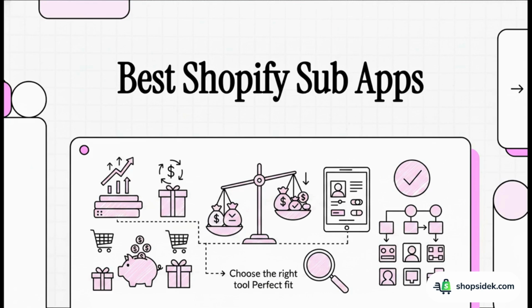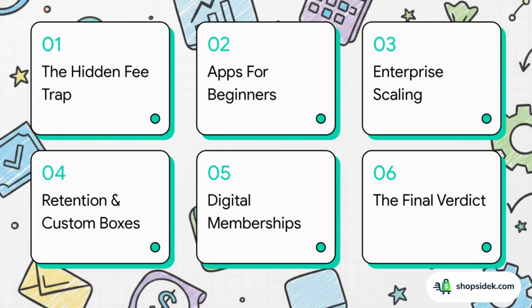Let's dive right in. Okay, so here's our quick roadmap for today. First up, we'll look at the hidden fee trap. Then, the best apps for beginners. After that, scaling to the enterprise level. Then, retention and custom boxes. Next, digital products and memberships. And we'll wrap it all up with the final verdict.